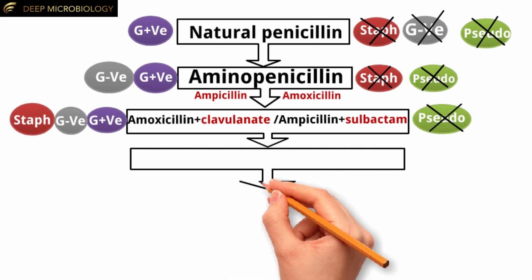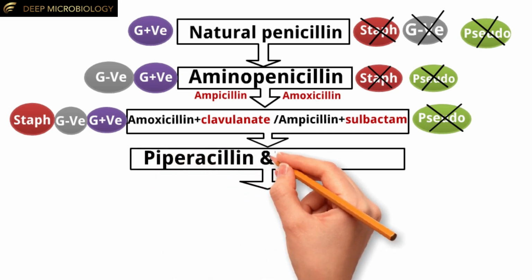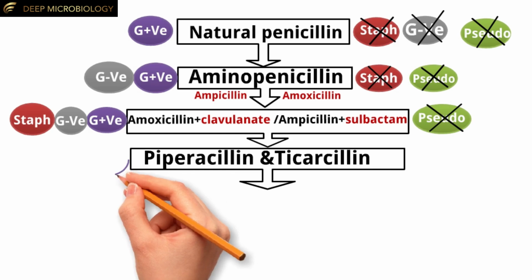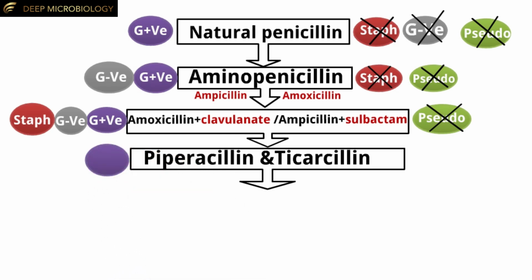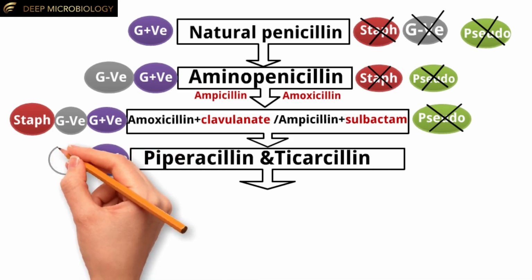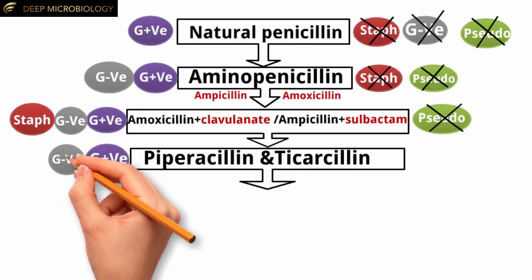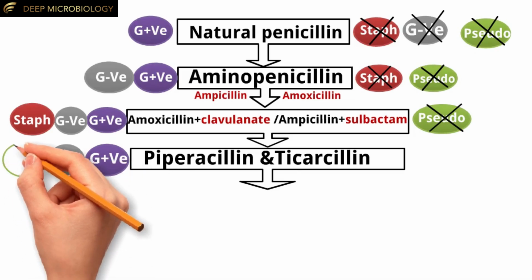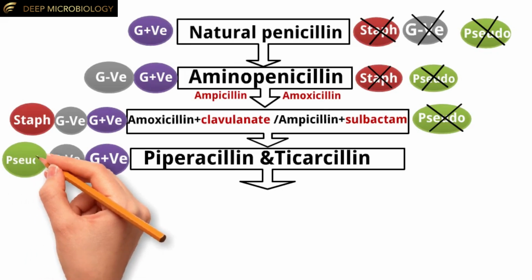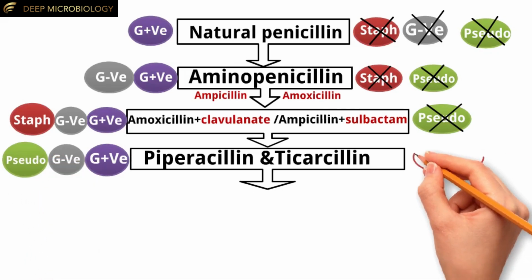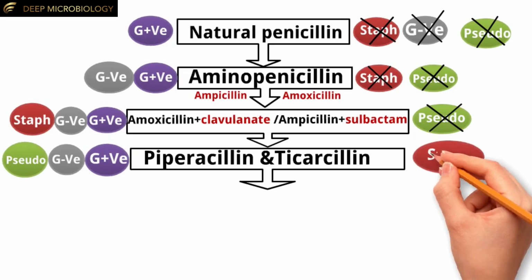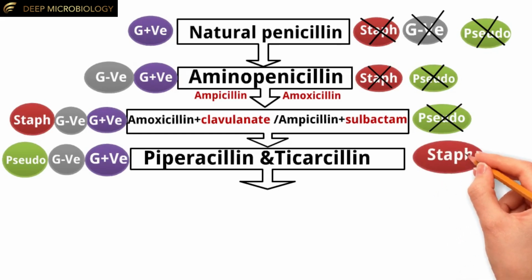To combat Pseudomonas resistance, piperacillin and ticarcillin were developed as extended-spectrum penicillins. These antibiotics are effective against gram-positive, gram-negative, and Pseudomonas bacteria. Despite this broader range, they do not effectively treat Staphylococcus infections because the penicillinase enzyme produced by Staphylococcus can inactivate these drugs.